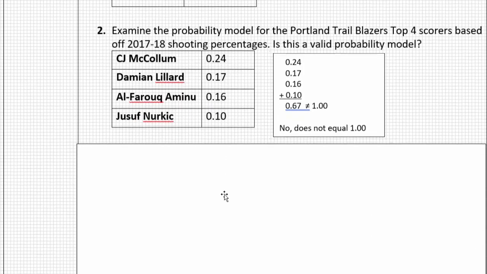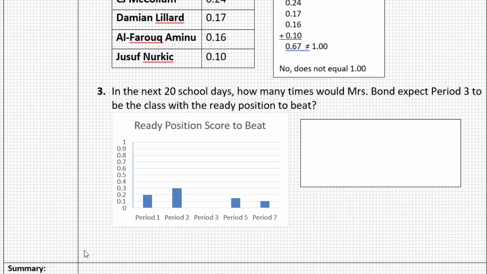Let's take a look at one last question. I'm going to take a look at some data that I could have been collecting on my class periods and seeing which class is getting the ready position score to beat, and I want to make some predictions. So in the next 20 school days, how many times would I expect period 3 to be the class with the ready position to beat?